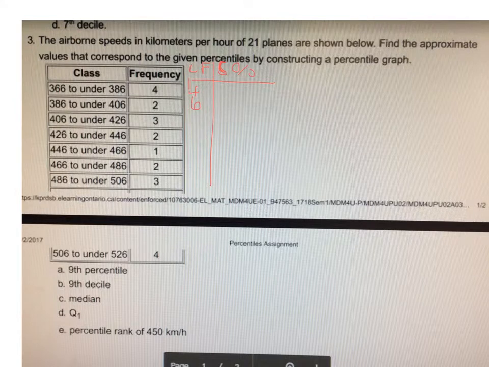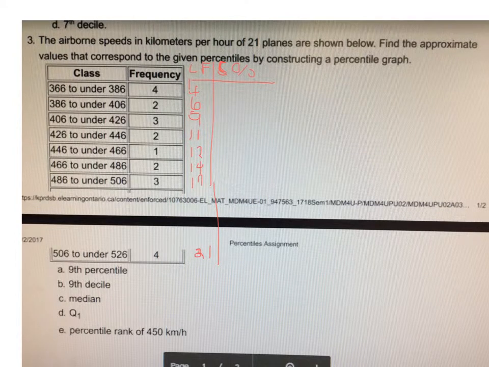So here we have 4, 6, 9. Sorry, my whatchamacallit is not working very well today. My stylus. 12, 14. It looks like there's a total of 21 data values here. Okay, if I added right, did I do that right? 6. Yep, I think so. All right.